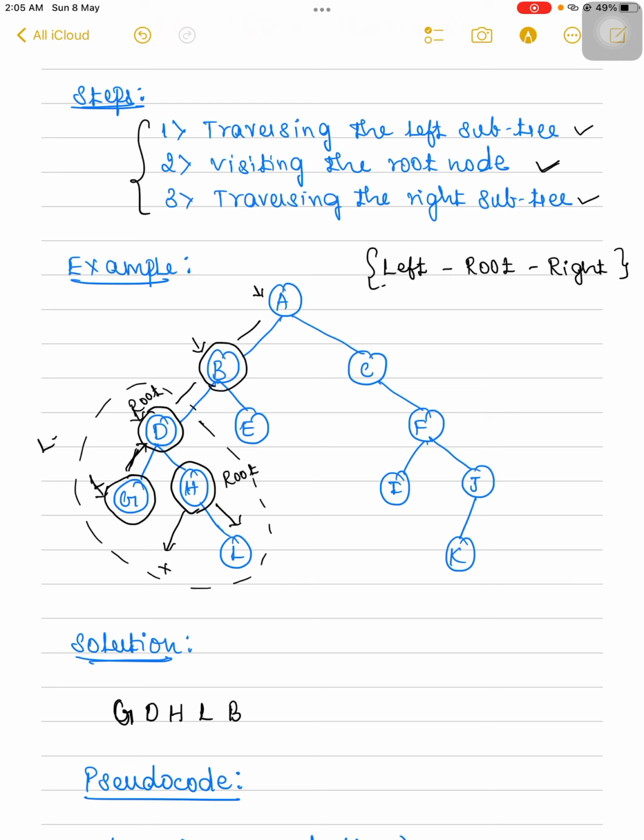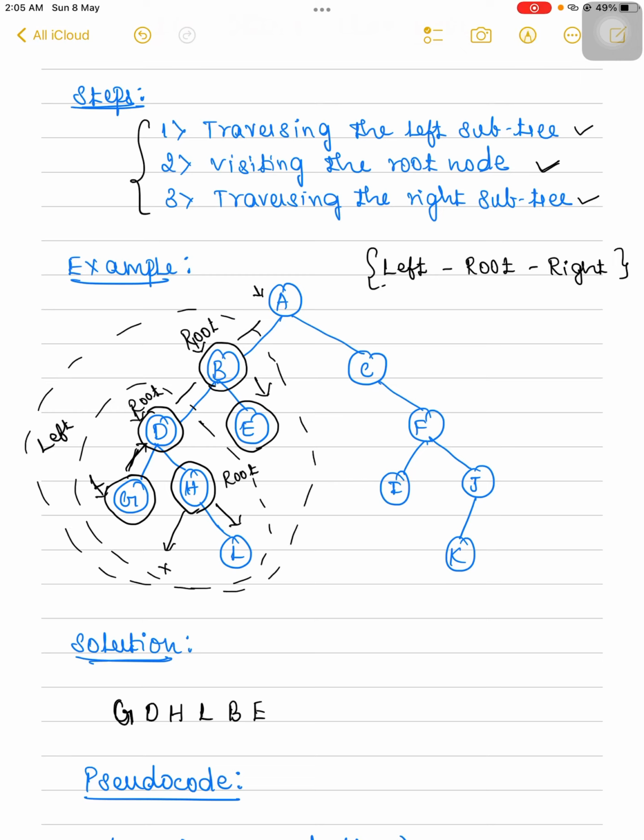After visiting the left subtree and also after visiting the root node, it is supposed to move on to the right subtree. When we check the right subtree, there is only one node available, that is E. So now the node E will be visited. When we check now, the entire left subtree is over.